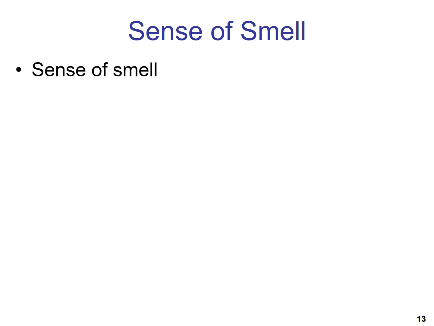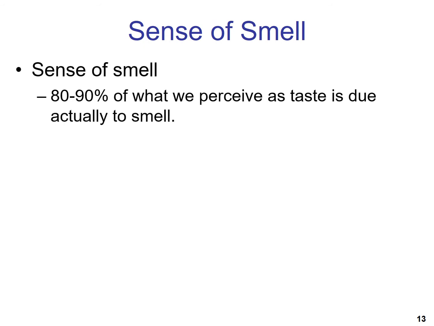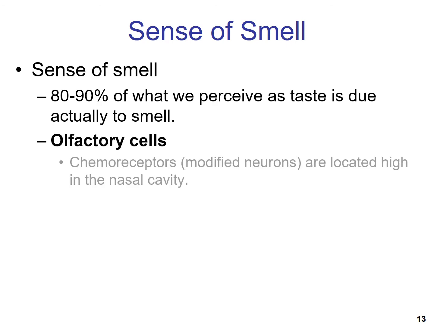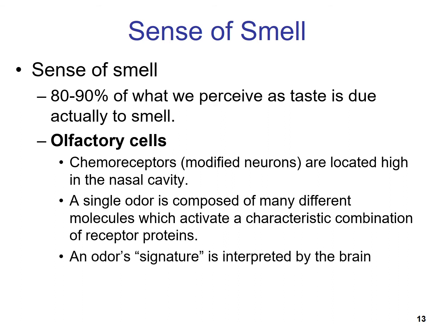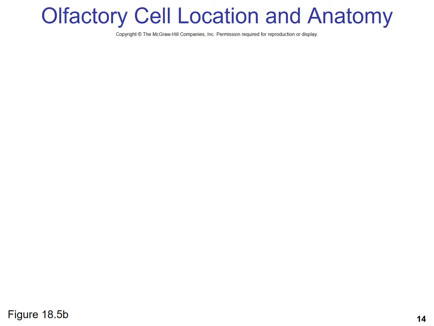Okay, so the sense of smell. 80 to 90% of what we perceive as taste is actually due to smell. So people who are unable to smell, something that's called anosmic, lose much of their sense of taste. Olfactory cells are chemoreceptors that are located high in the nasal cavity, and what you perceive as an odor is a combination of a lot of different molecules. This activates a specific combination of receptor proteins, and the combination of those signals is what your brain interprets as a specific odor. So an odor signature is interpreted by the brain.